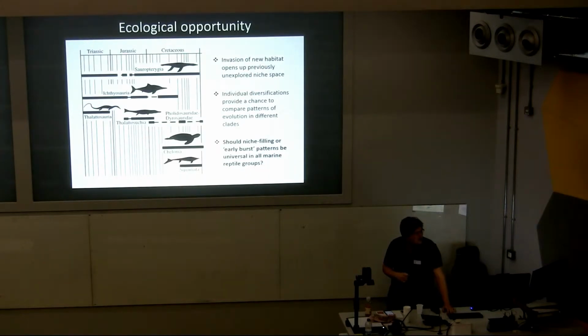morphologies? Another interesting thing about marine reptiles is the fact that they all respond to an ecological opportunity, and you have these different invasions. So when you have these different invasions and they all are evolving in response to the same opportunity, would you expect to see the same trends in each group? Would they all show an early peak of diversity and then peter out? Or would the trends be different among these different groups? And that's another thing I investigated in this project.